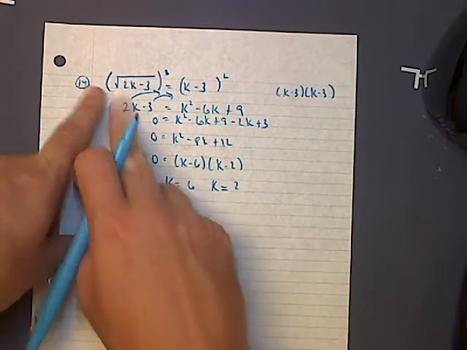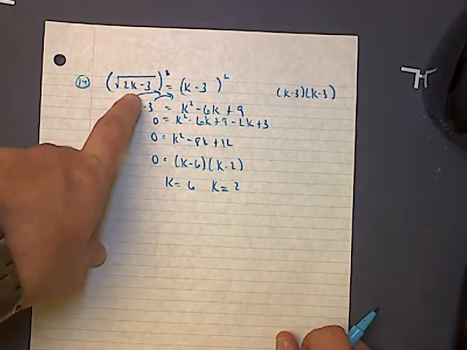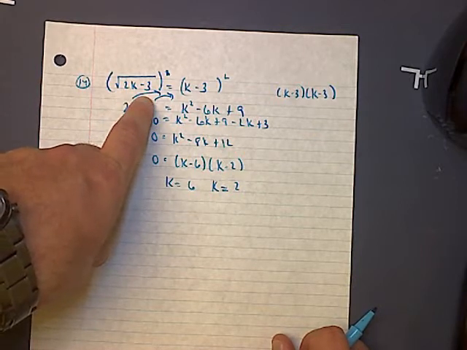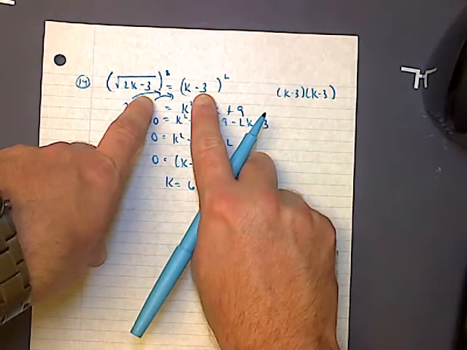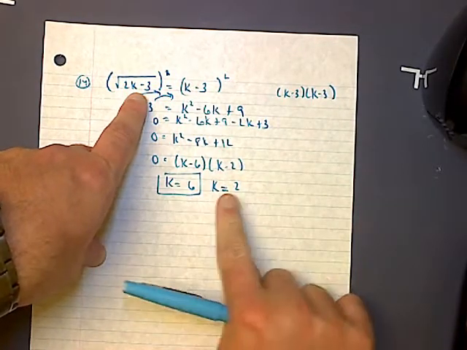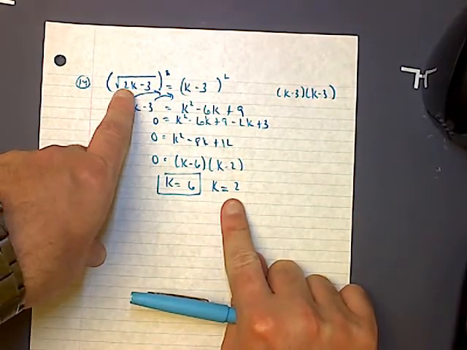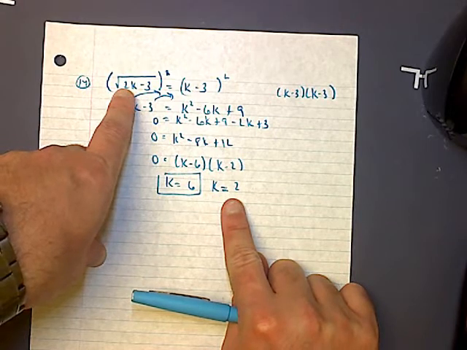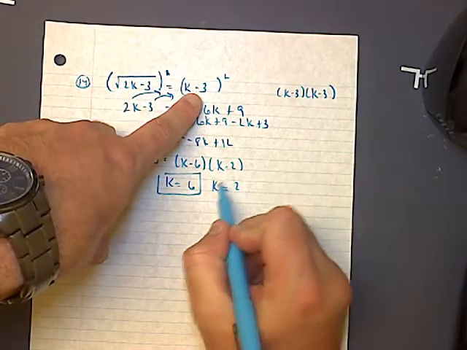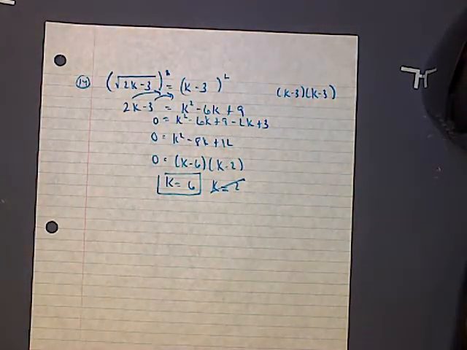If I plug 6 in, 2 times 6 is 12. 12 minus 3 is 9. Square root of 9 is 3. Okay? 6 minus 3 is 3. 3 equals 3. That is an answer. Plug 2 in. 2 times 2 is 4. 4 minus 3 is 1. Square root of 1 is 1. 2 minus 3 is negative 1. 1 does not equal negative 1, so 6 is my only answer.